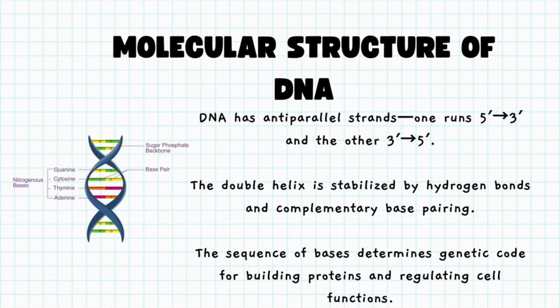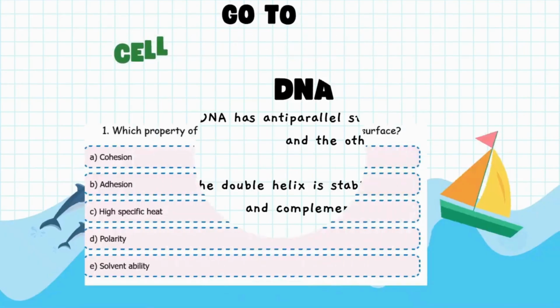DNA's 2 strands run in opposite directions: one 5' to 3', and the other 3' to 5'. A double helix stays stable thanks to hydrogen bonds and complementary base pairing. The order of bases is what actually stores your genetic code for building proteins.